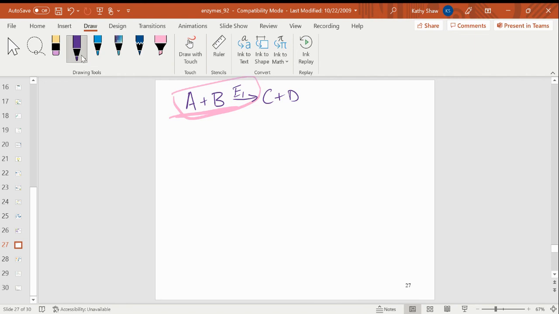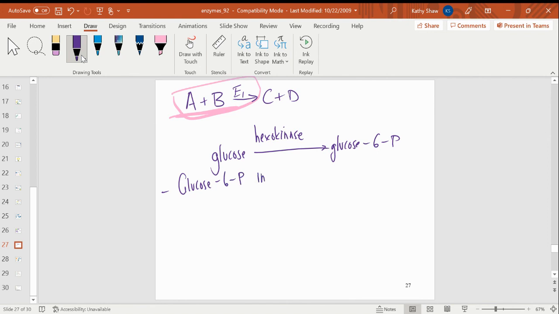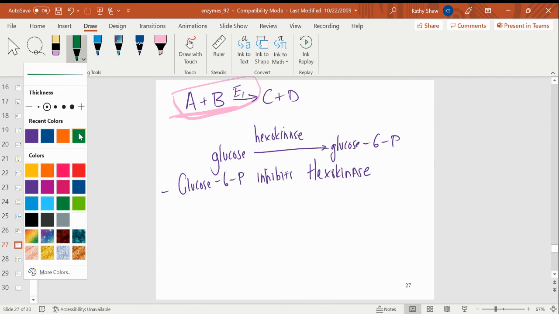Okay, so let's do something else. This is just kind of how to do it. Let's say I give you the reaction. Glucose goes to glucose 6-phosphate. This is a reaction we'll do. And hexokinase is the enzyme that catalyzes that reaction. What I'm going to tell you is this. Lots of glucose 6-phosphate inhibits hexokinase. So when you look at that, you're thinking, well, hold on here. What's going on? What's what here? Here's what I would do.